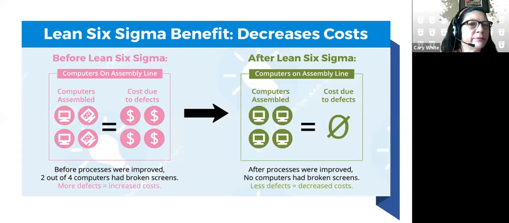So again, just talking about Lean Six Sigma benefits, it's decreasing costs. And hopefully even just the Ono Circle is a great example of how you can decrease costs. There are a lot of different tools like that that you could use to do that. And of course, a lot of different reasons why you would decrease costs, but however you're decreasing costs and increasing production.